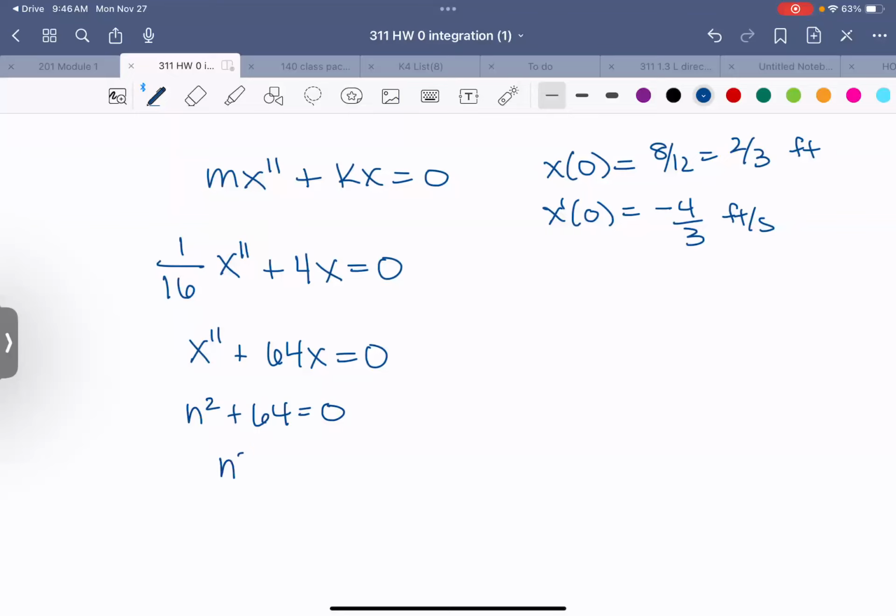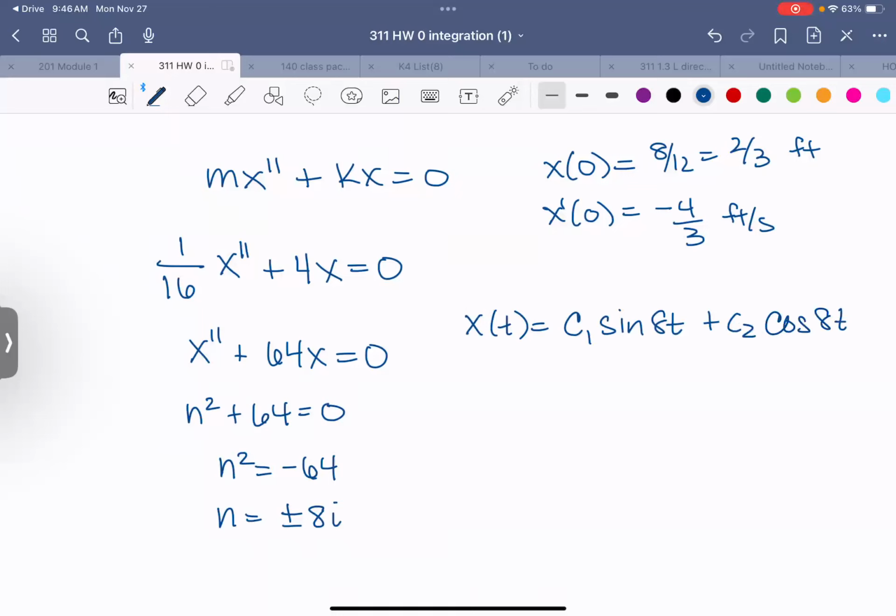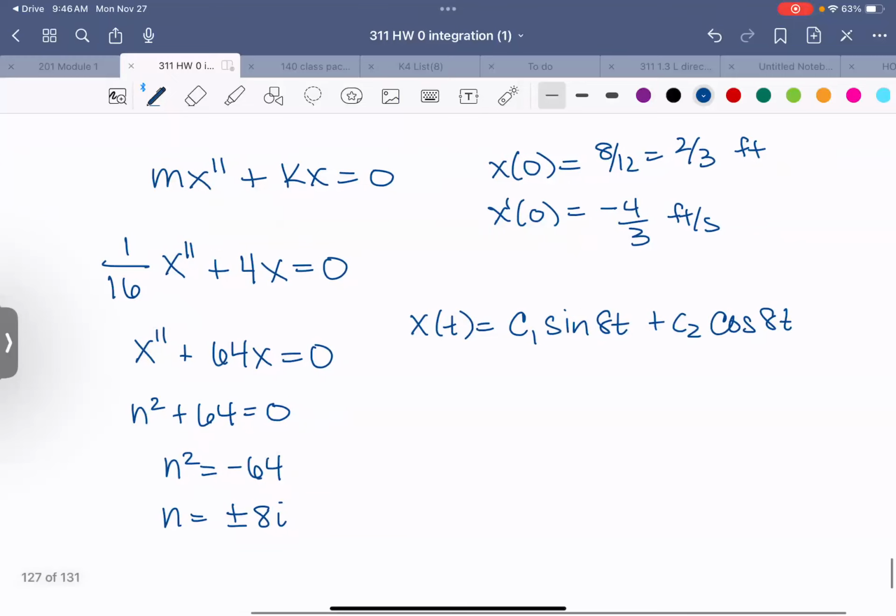Subtract your 64. Take your square root. That's going to give you plus or minus 8i. We know that's going to give us x of t equals c1 sine of 8t plus c2 cosine of 8t. And again, to match your c2 over c1, I try to always put the sine first, so that everything's in the right order. So now we've solved the differential equation. Now we're going to use those two conditions.